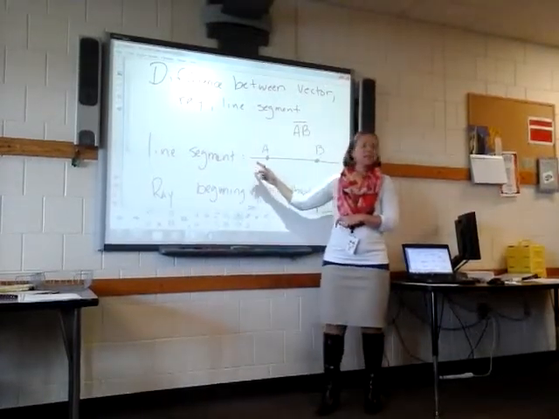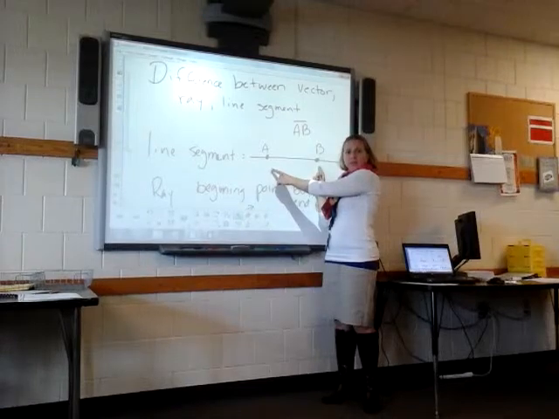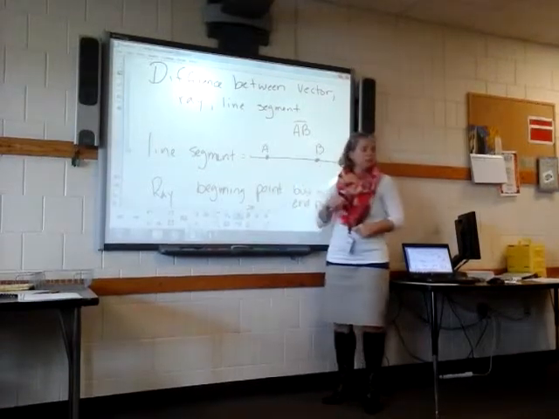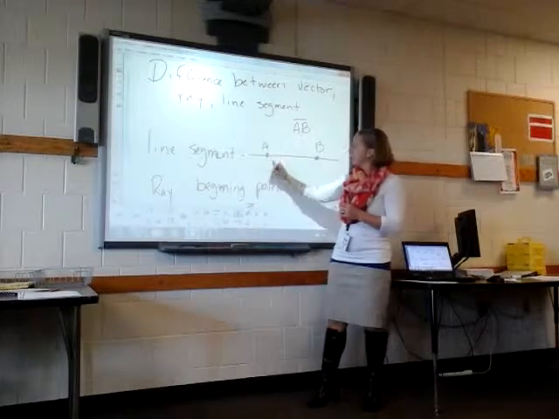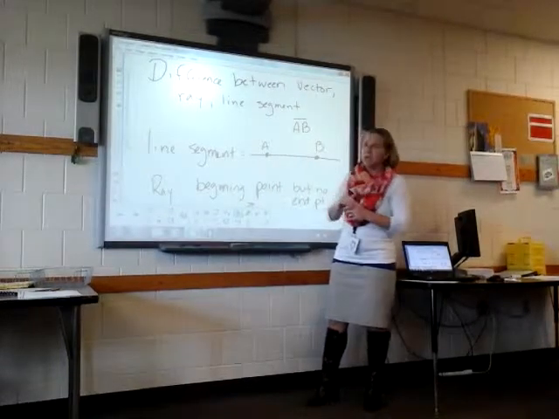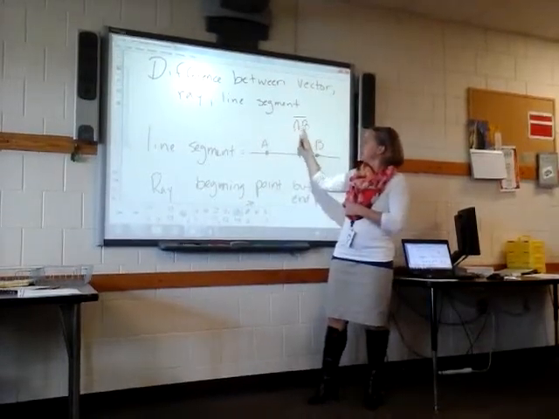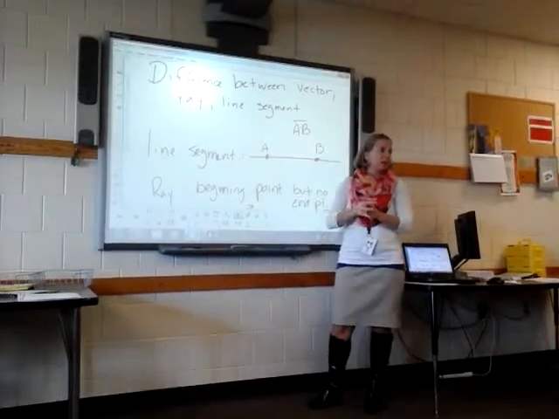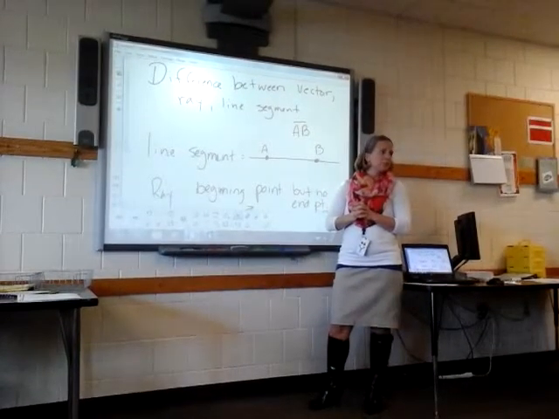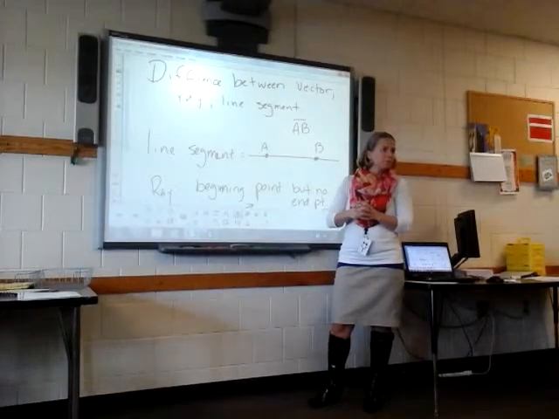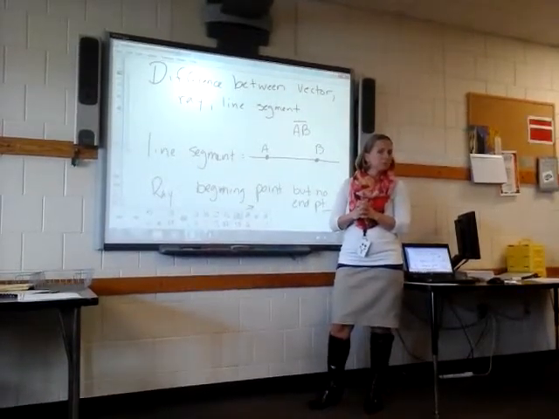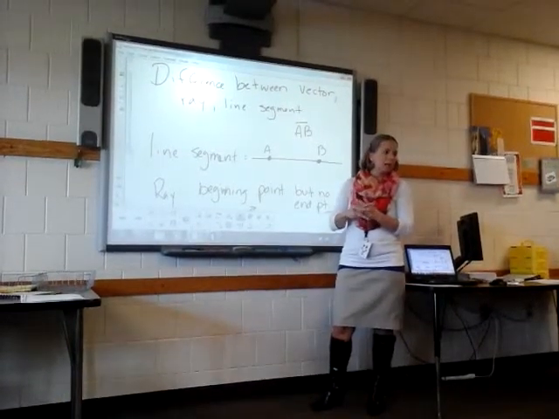So the first word is a line segment. A line segment has 2 endpoints. The line segment happens in between these endpoints. The notation is the two endpoints with a straight line across the top. Any questions on a line segment?